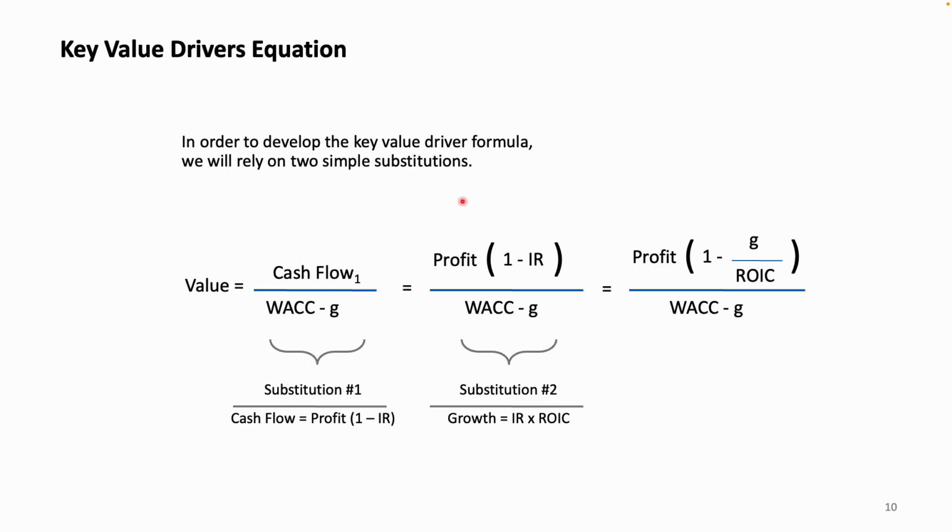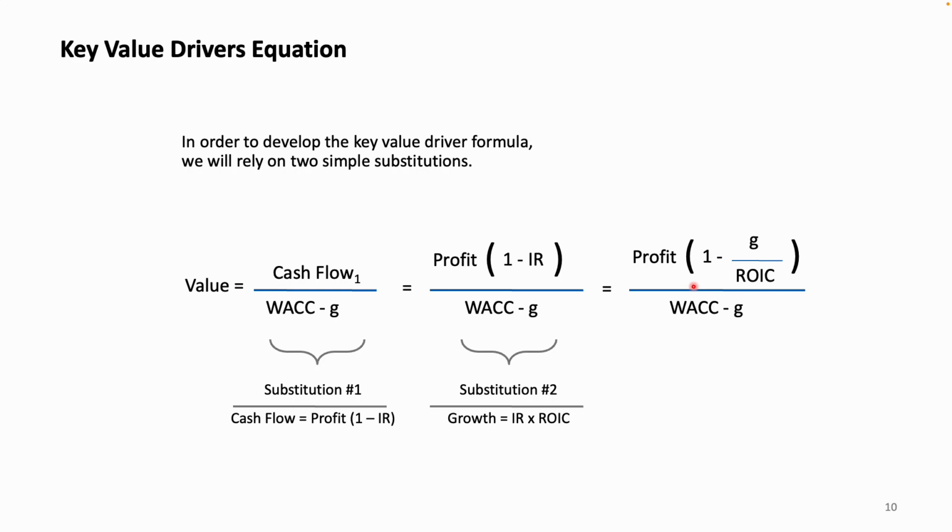One, cash flow is free cash flow, which is profit after reinvestment. So profit times 1 minus the investment rate. Sustainable growth is the investment rate times the ROIC. Therefore, investment rate is growth over ROIC. This formula is a growing perpetuity.